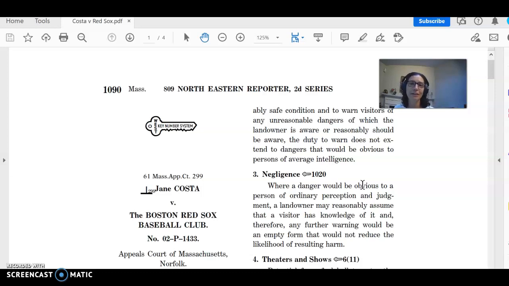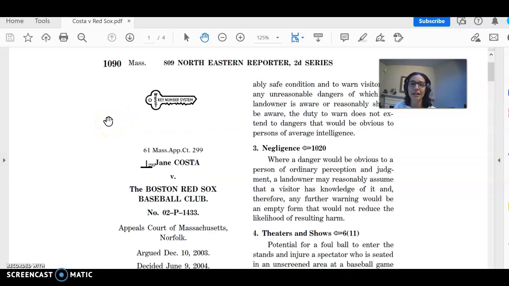Cases from appellate courts are published in books that are called reporters. Reporters is just a generic name for a book that contains cases published in it. We are already looking at the pages of a reporter. We've identified this reporter as being called the Northeastern Reporter Second Series. And you can see that it's written right on the page. Remember, these are photocopy pages. This particular case of Jane Costa versus the Boston Red Sox Baseball Club is a case from the Appeals Court of Massachusetts, so that mid-level appellate court.